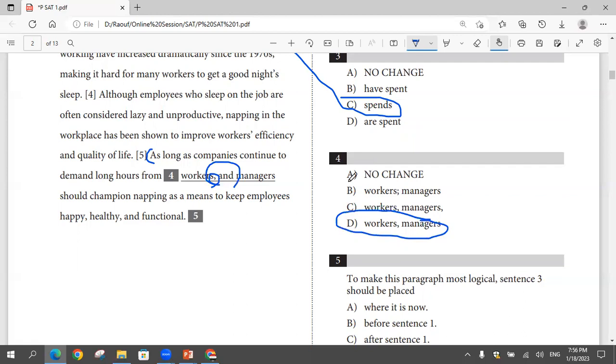Why is it not A? Because I don't need "and." And with the comma links 2 complete sentences. Why is it not B? Because I have a semicolon here. Semicolon must have complete before and complete after. And we agree that this part is not complete. Why is it not C? Because I have a comma here, which is not needed. So the correct answer for question 4 is D.